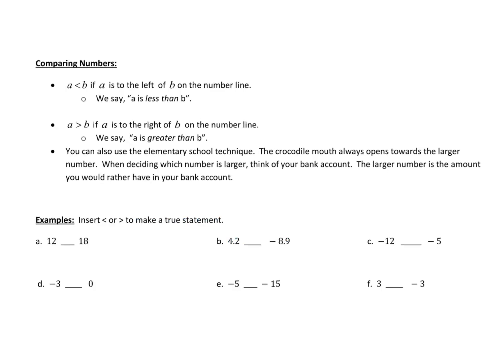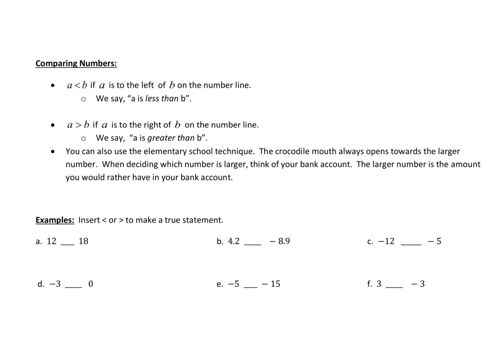All right, the next thing that we're going to look at is comparing numbers. And so comparing numbers, what we're doing is looking at whether something is less than or greater than another number. And there's two ways to think about this. We're going to go with the formal definition first. For the formal definition for comparing numbers, the first one we have is we use an arrow or something that looks like an arrowhead pointing to the left.